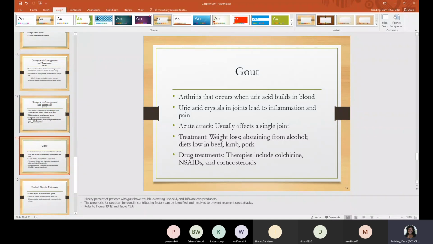Now, some of the drug treatments that would help treat gout would include colchicine, NSAIDs, and corticosteroids. Now, 90% of patients with gout have trouble excreting the uric acid, and 10% are overproducers. So the prognosis for gout can be good if the contributing factors can be identified and resolved to prevent recurring gout attacks. For more information on this, you can refer to figure 19.12 and 19.4 in your book.